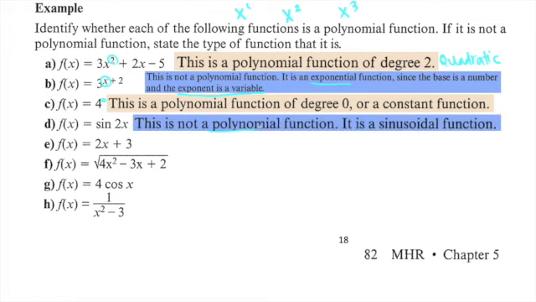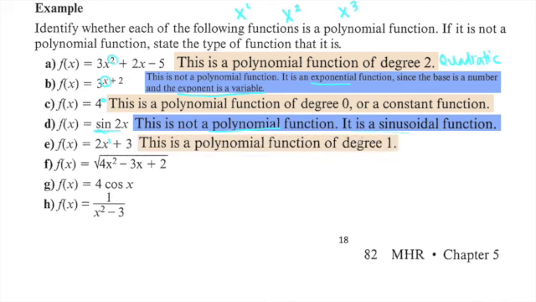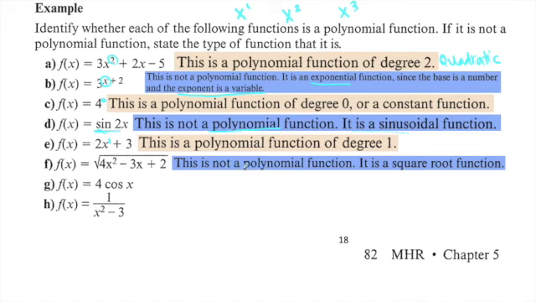What about sine 2x? Nope, not a polynomial function. It's a sinusoidal function. You should just recognize that; we just did a unit 2 on that. Again, here, x to the exponent 1, so you can write it as a 1. So it is going to be a polynomial function of degree 1. Here, this is not a polynomial function. It is a square root function. You probably haven't seen too much of these, but because you see the square root, it's called a square root function.